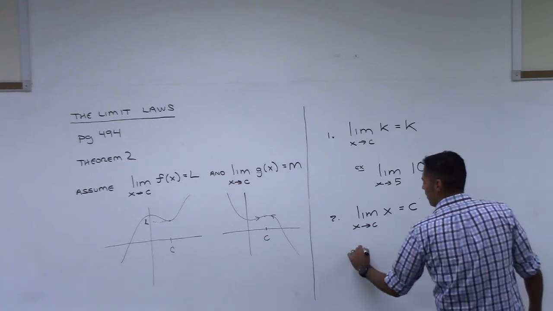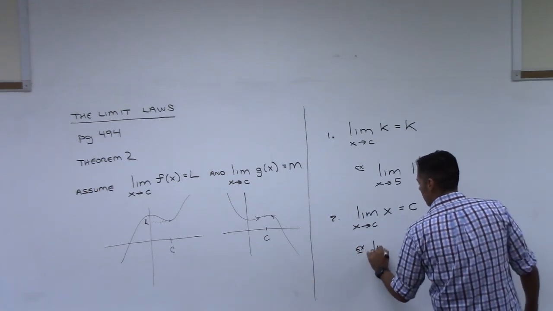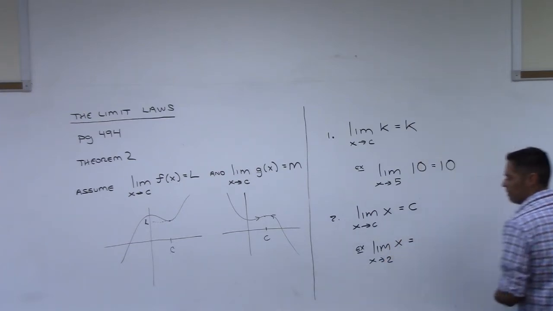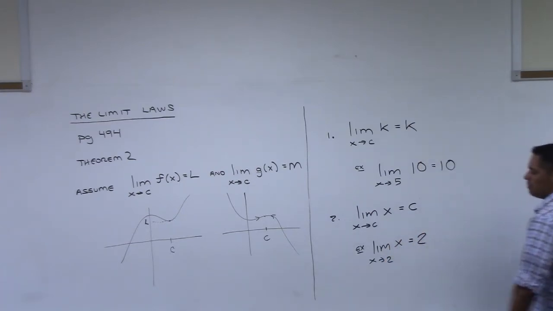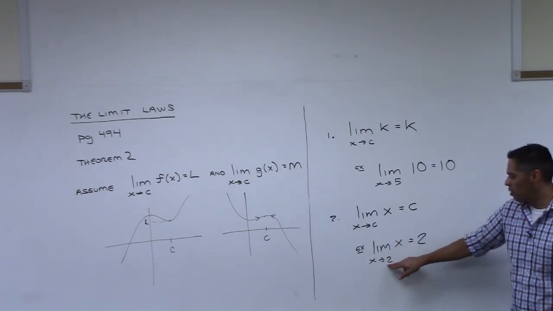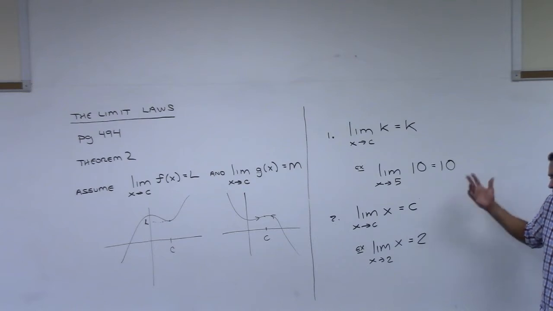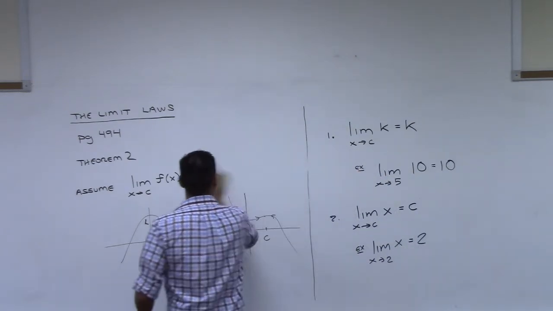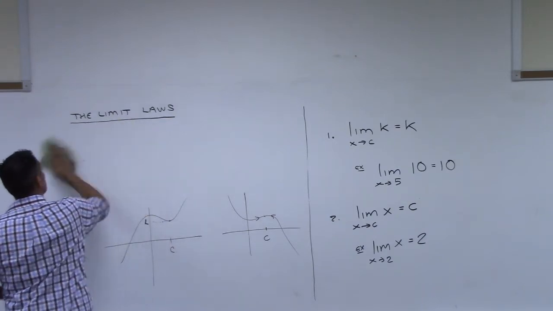So a specific example of this would be limit, let's say x approaches 2 of x, that should be what? 2. So anytime we see that, if it's just x here, if x is approaching a number, then that's going to approach that. Okay. Next limit law.